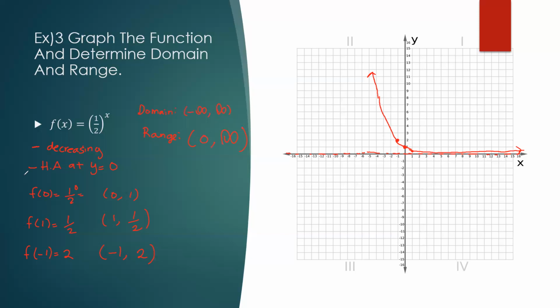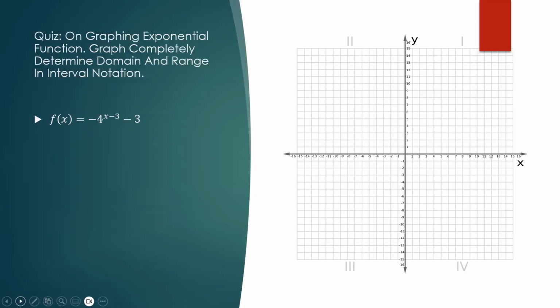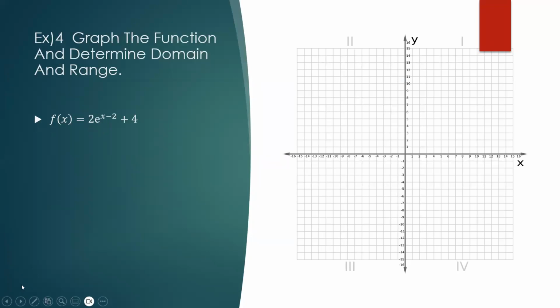Okay, let's move on. So this will be our last example. So graph the function, determine domain and range. So there's quite a few things that's going on. You have this 2, so I think that's a stretch or a shrink. I forget. But all you got to do is multiply 2 from the y value of your 3 coordinates.